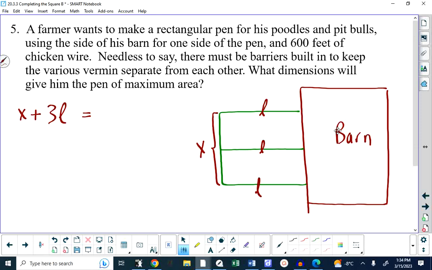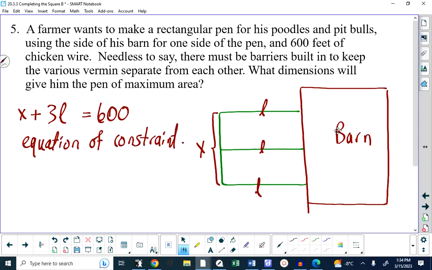The 600. Presumably, if you want the most area, you're going to use as much of the building material as possible. I can't remember because we're doing this in two other classes of mine simultaneously right now. But did I introduce the concept of what's called an equation of constraint? I did. Good. This is an equation of constraint. It means that no matter what the farmer decides to design here, that equation is always going to be true.